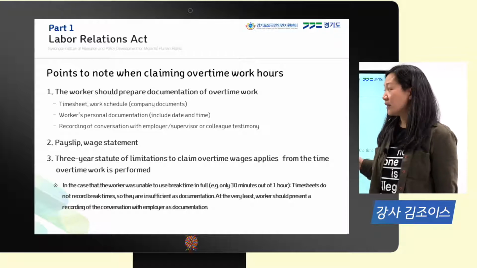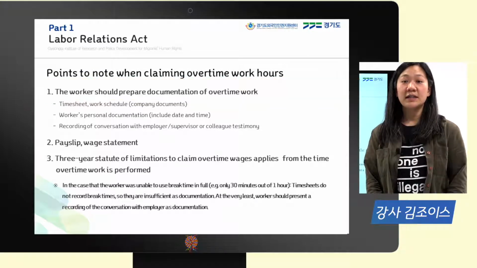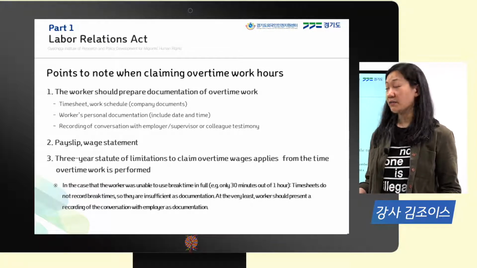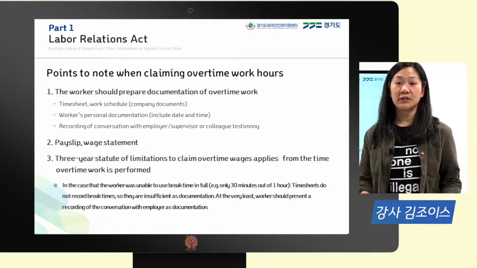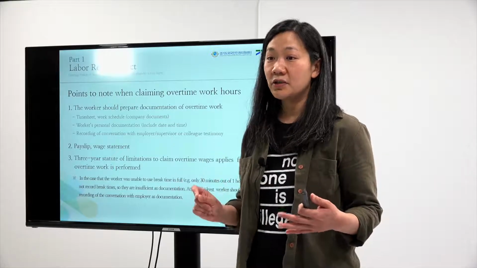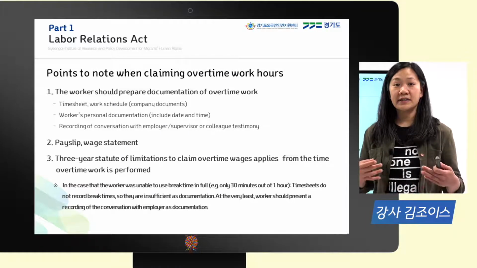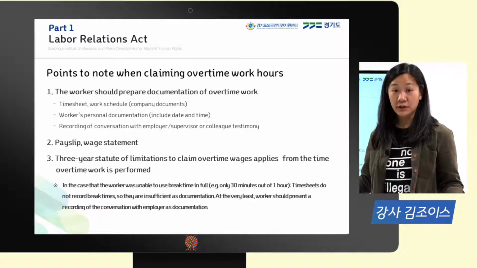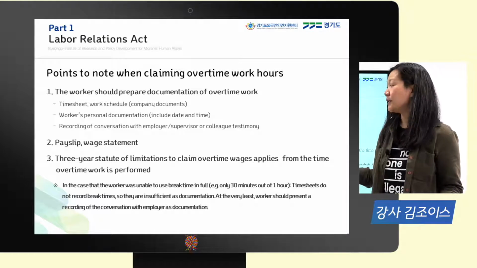What does the worker need to do? Number one, the worker should prepare documentation of the work that was performed. For example, timesheets, the work schedule that the company or the employer provides on a monthly or weekly basis, and also the worker's personal documentation. This could include date and time that the worker jotted down in a notebook every day after work, and then also if there is a recording, a file, a video of a conversation between the worker and the employer and supervisor regarding the overtime work, that would also be really helpful.